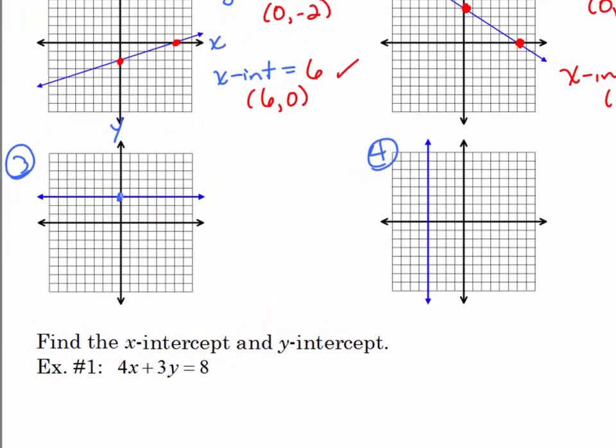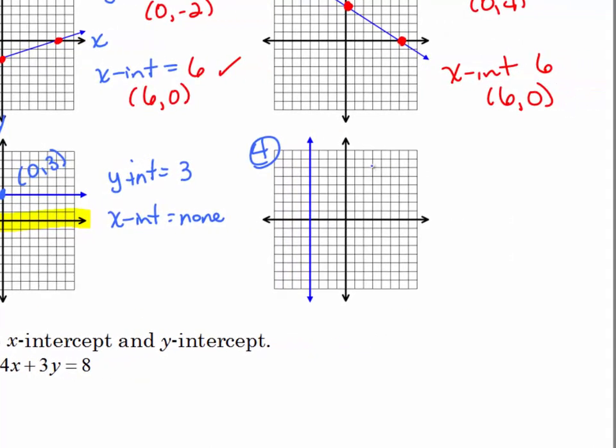So now we have those special lines of horizontal and vertical. This one has a y-intercept, and that seems to be 3, but the x-intercept, it never crosses the x-axis. So there is no x-intercept. But again, this ordered pair would be (0, 3).